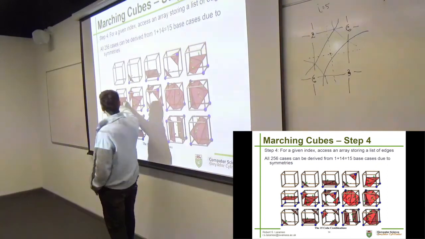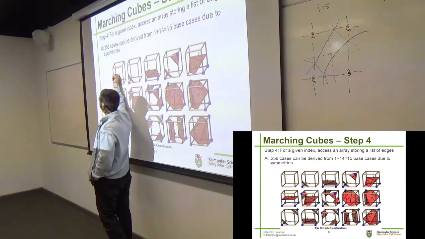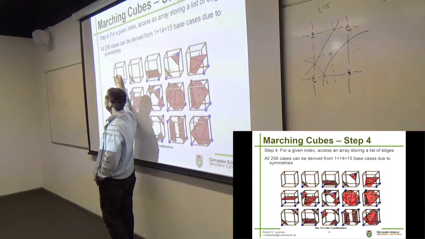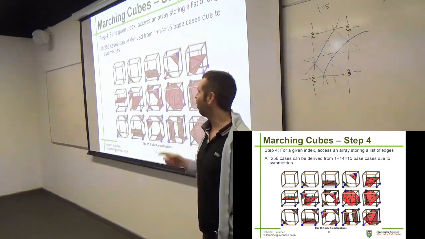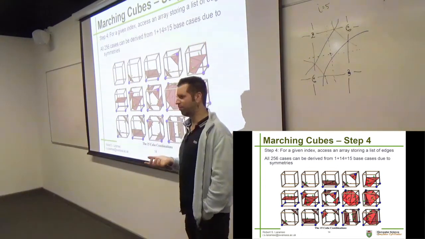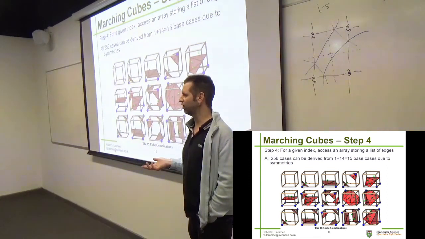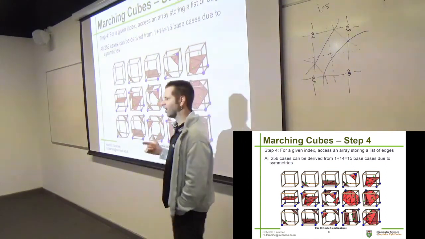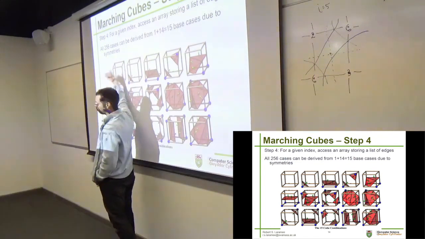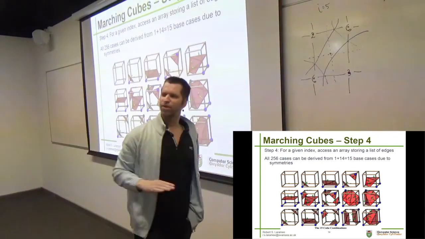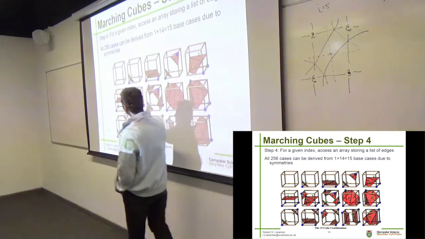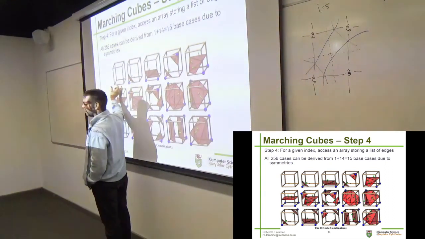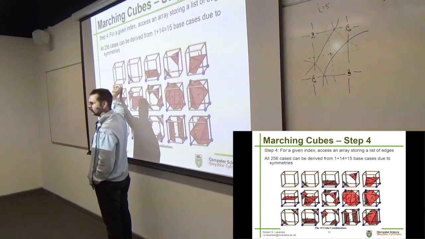So this is the most common case, actually. Does anybody know what that corresponds to? This cube, which case? Correct. It corresponds to all vertices either being above the ISO value or below the ISO value. It's the most common case. So in other words, the ISO surface does not intersect this cube. It doesn't pass through because all the data values are either above or below. And this thing can be rotated 8 different ways and it would achieve the same results.